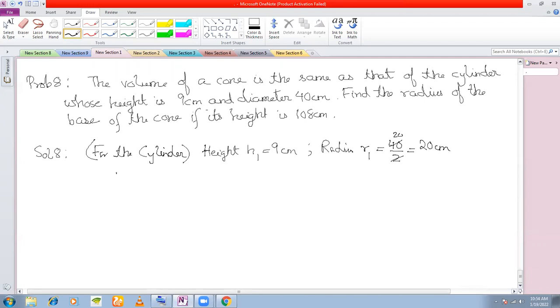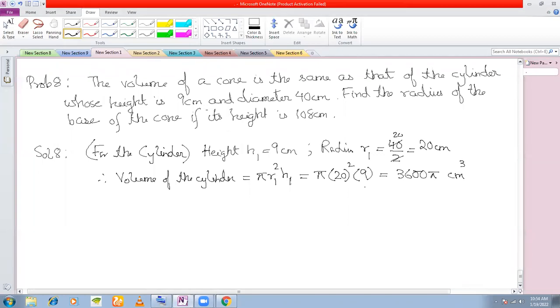So what should be the volume of the cylinder? Pi R1 square H1, right? Which is equal to pi, we'll put the value of pi later, R1 here is 20 and H1 is 9. So you're getting here 400 into 9. That means 3600 pi centimeter cube. This is the volume of the cylinder.